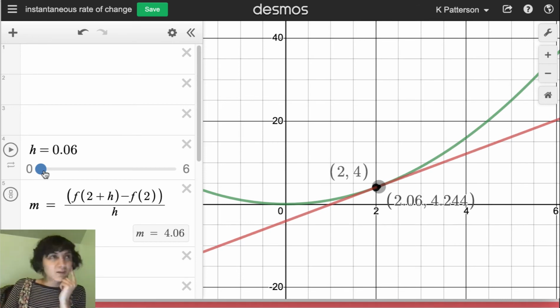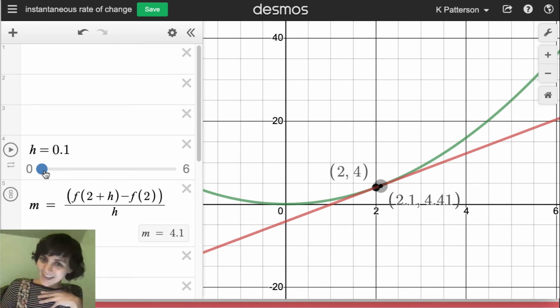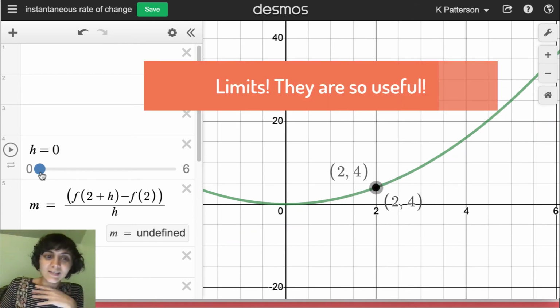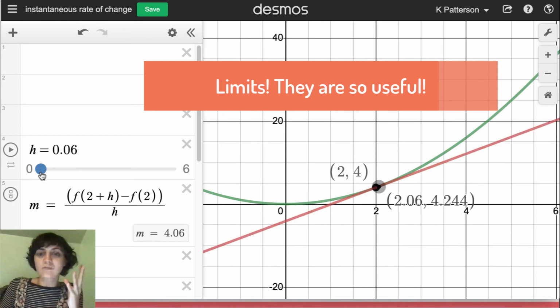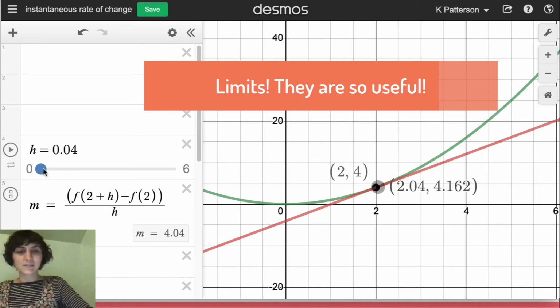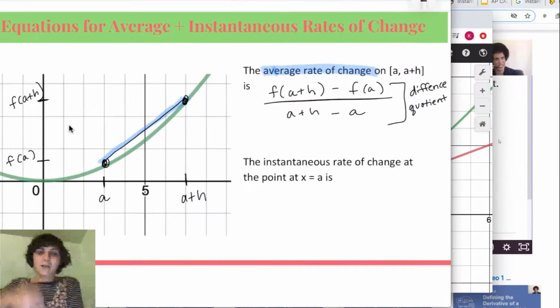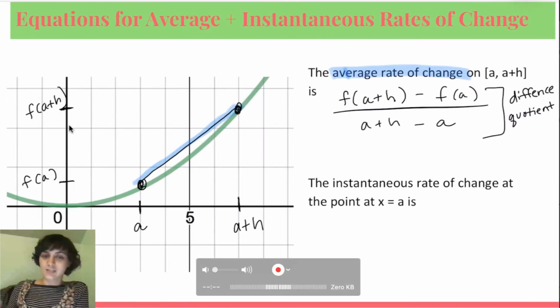What is that calculus topic that we just learned about? Limits. Oh, we have to find the limit. So we can't look at the function value. We have to look at the limit as we get really, really close to 2. Obviously. Okay, so that is what our instantaneous rate of change is going to be.